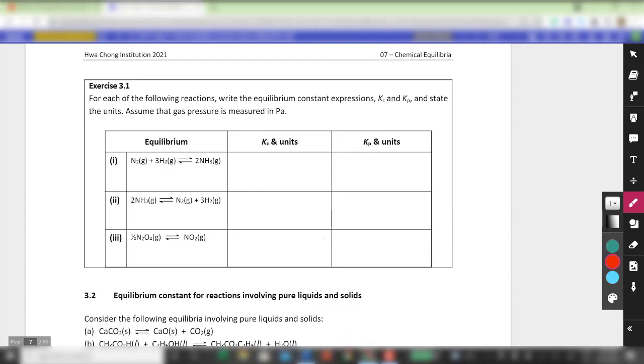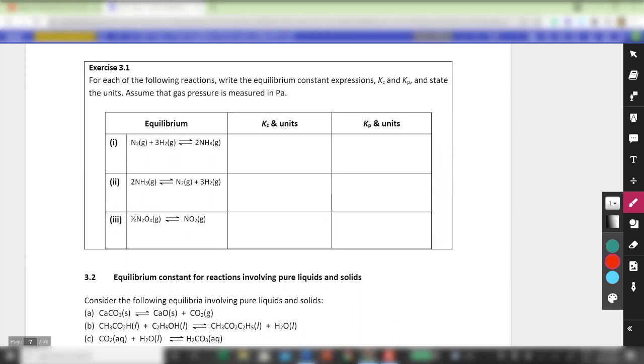Okay, so now we have exercise 3.1. For this particular exercise, you're supposed to write down the equilibrium expression for both Kc and Kp, and then state the units. For gas, you need to assume that the pressure is measured in Pascal. So we'll do the same thing as what we did earlier on.